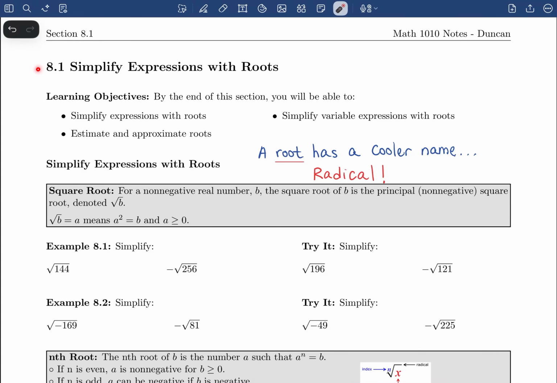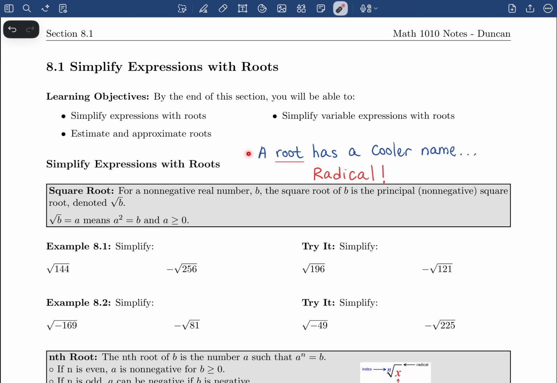This is lesson 8.1, Simplify Expressions with Roots. The learning objectives are to simplify expressions with roots, estimate and approximate roots, and simplify variable expressions with roots. Now, we're going to talk about roots for the next 5 lessons, 8.1 to 8.5. We're going to build your skills and make you aware of things you never knew existed.